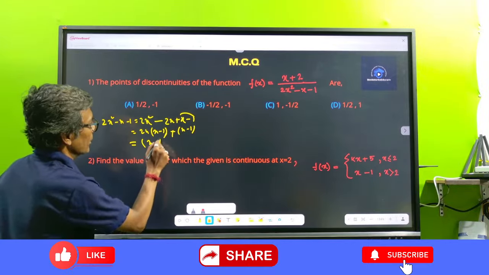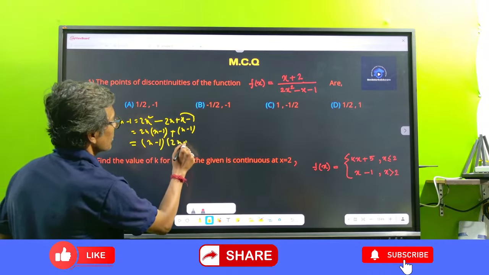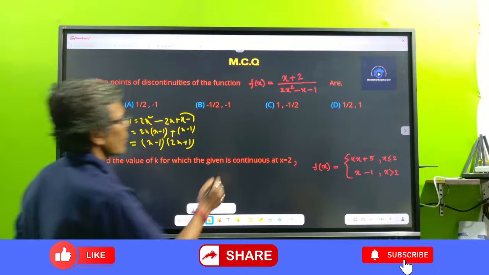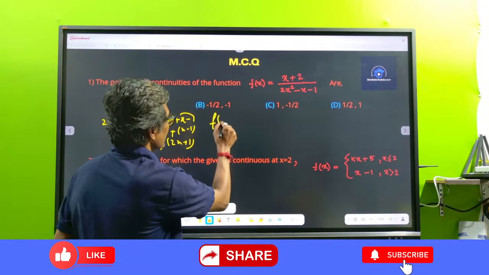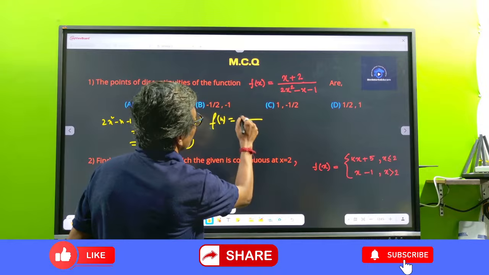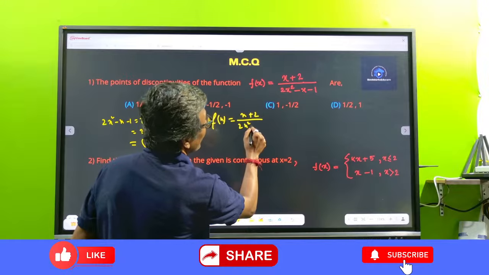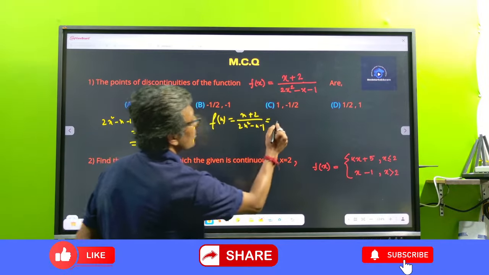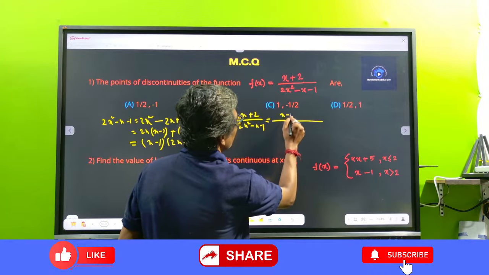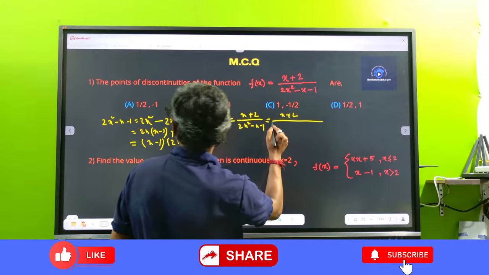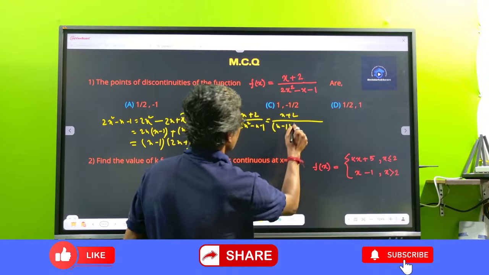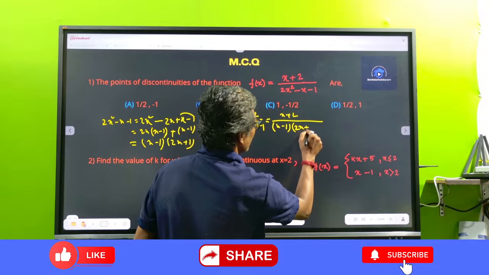So f of x is equal to x plus 2 over x minus 1 into 2x plus 1.